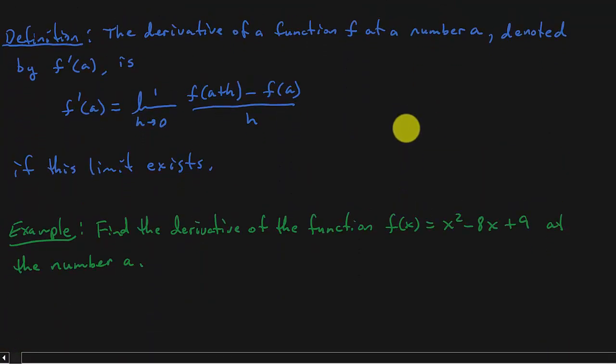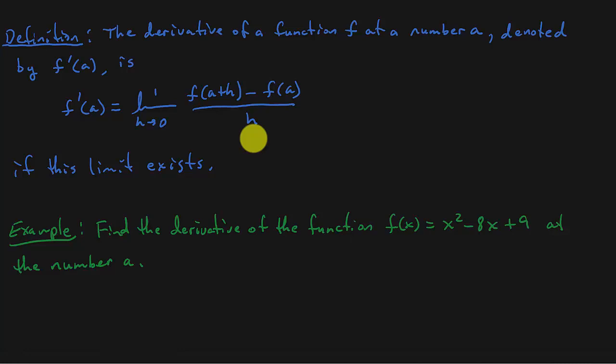All right, so definition: the derivative of a function f at a number a, denoted by f prime of a. This is probably the more common notation you'll see for derivative. f prime of a is the limit as h goes to 0 of f of a plus h minus f of a, over h. Okay, so that's what we saw just a while ago, finding that instantaneous velocity. That's finding the derivative of a function. That's what we're doing, finding the derivative.